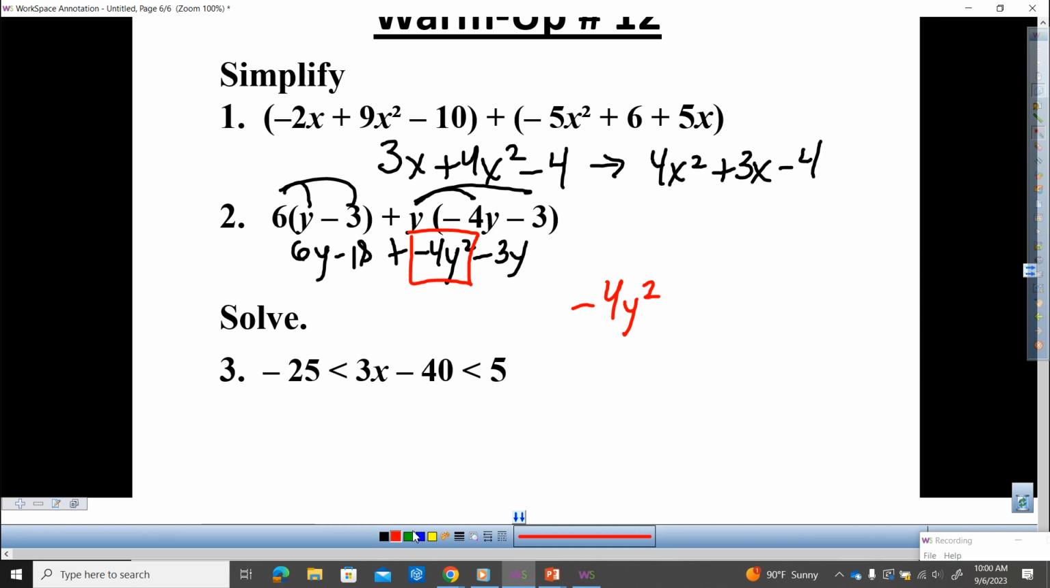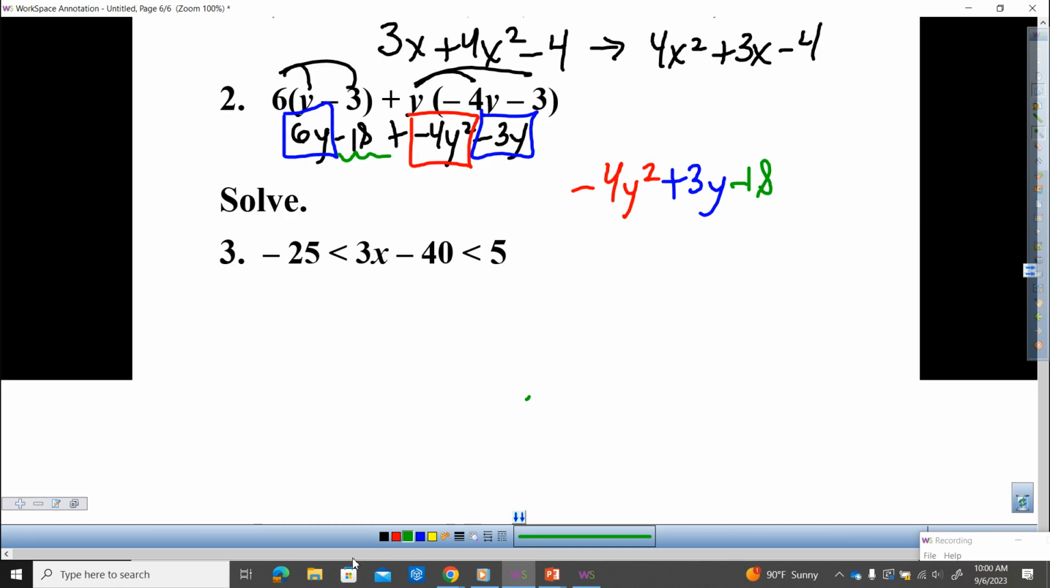Is there any other? No. From there, I'm going to go with the y's. What is 6y minus 3y? 3y. And at the end, my constant. What is my constant? Negative 18. Hands up if you got that. All right. Not bad, not bad. So now I can pick someone for number 3.